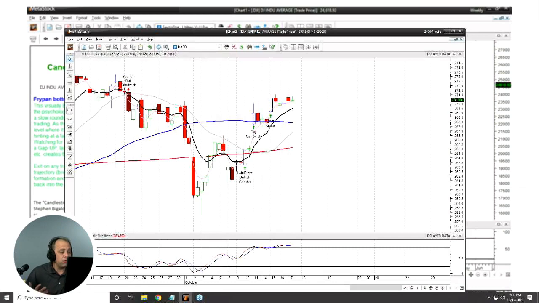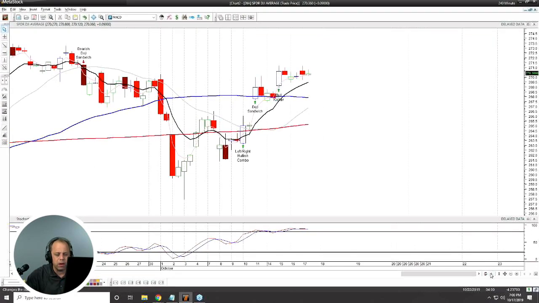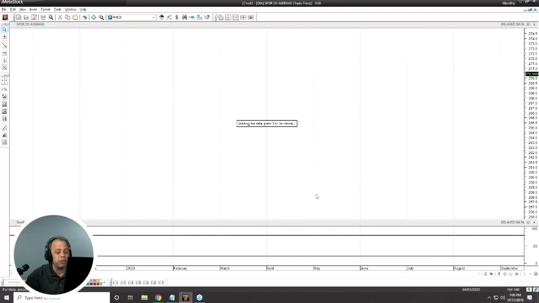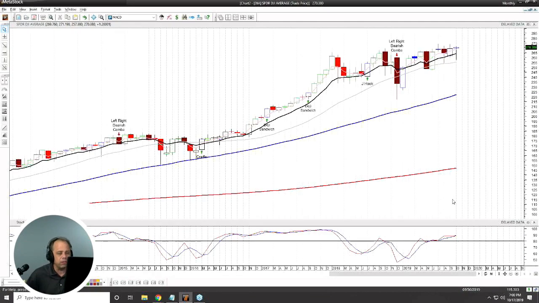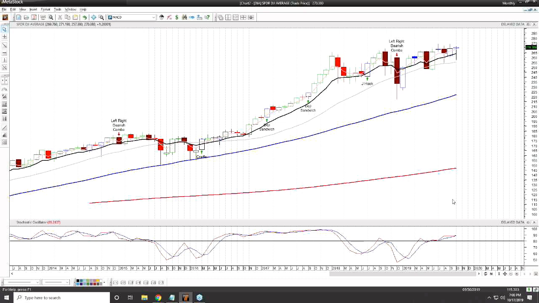So I do have a chart open right here. What I'm going to do is put this out to a monthly view and show you what that looks like. This is the Dow Industrial Average. I like to look at the Dow, and I like to trade options on the Dow quite frequently. I just want to give you an idea of what this looks like on a monthly chart and how this will appear on your chart.